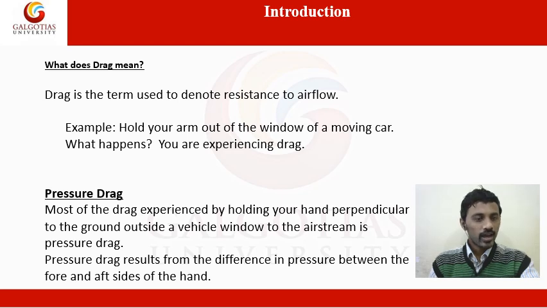An example of drag is if you hold your arm out of the window of a moving car. What happens? You're experiencing a drag. Whenever you put your arm out of the window of a moving car, you're experiencing the air resistance against the movement of your car. That is nothing but the drag. In other words, it's a force acting opposite to the relative motion of any object moving with respect to a surrounding fluid. I hope this is clear.